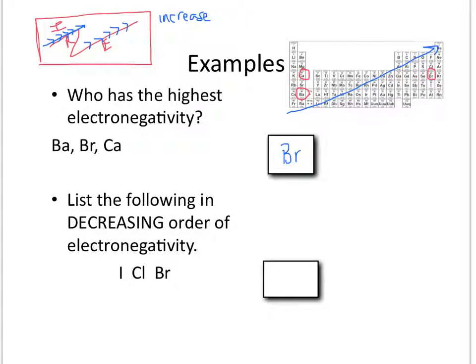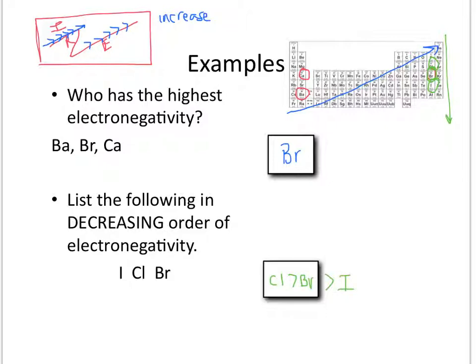The last example would be looking at I, Br, and Cl. That is a pure group trend, and we know as we go down, electronegativity is decreasing. We're getting farther away from fluorine. So if we had to put these in decreasing order, chlorine would be the greatest, then bromine, then iodine.